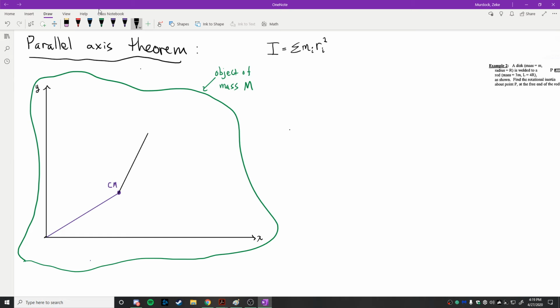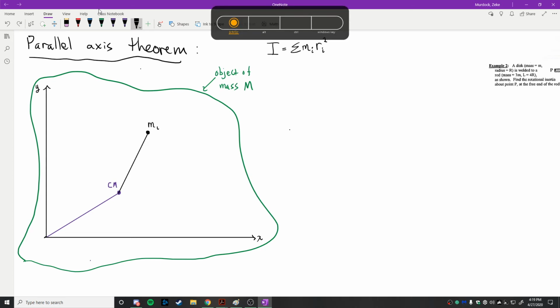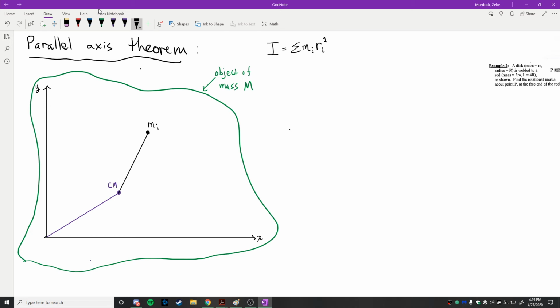This requires that I break my object up into pieces. Like, let's say that this piece right here represents m sub i. That is to say, this is a piece of my object, m_i.